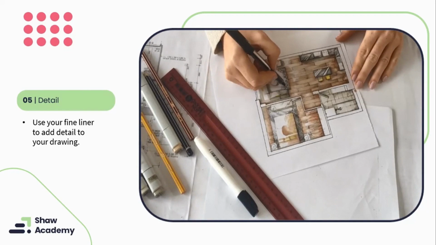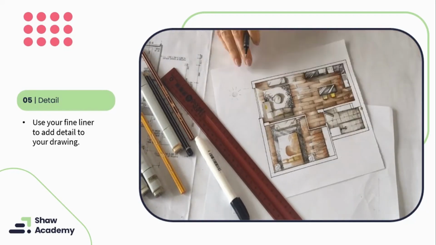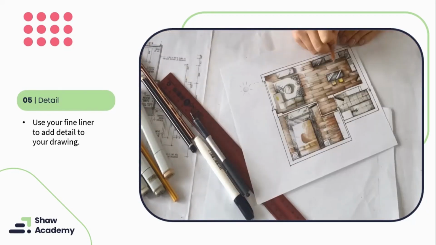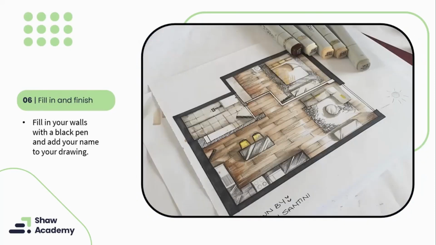I've then taken my black fine liner and just added little bits of detail where I feel the areas should be darker. And finally, we get to our last step, number 6: fill in your walls and finish off your drawing. So here I've taken a black Koki pen. You can use a pencil crayon or any black marker of sorts and shade in all the walls of your floor plan. You can see I've done this in the example on your screen.